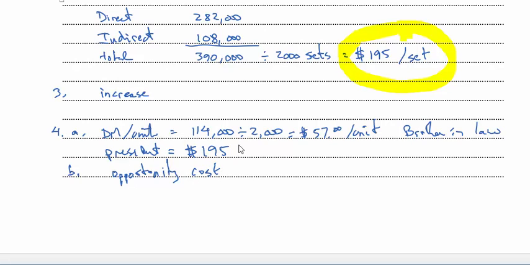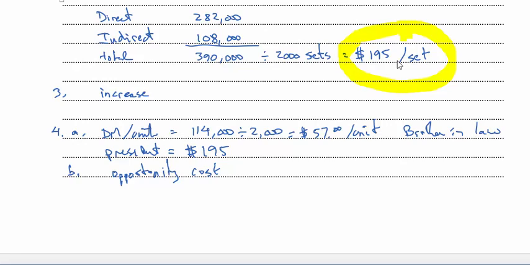Why opportunity cost? Well, because the plant is at full capacity. So what is the cost to the company of not selling one of those units, right? So in other words, if they could make 3,000 a month, but they're only able to sell 2,000 a month, so that's what they're making. If they make 2,001 a month, then the cost to the company is this $195 per set, right? That's the cost of manufacturing another one.